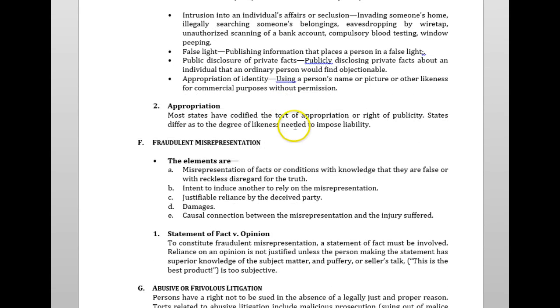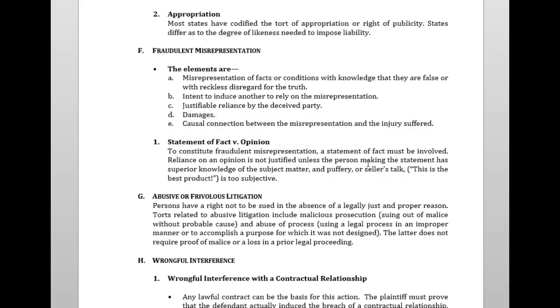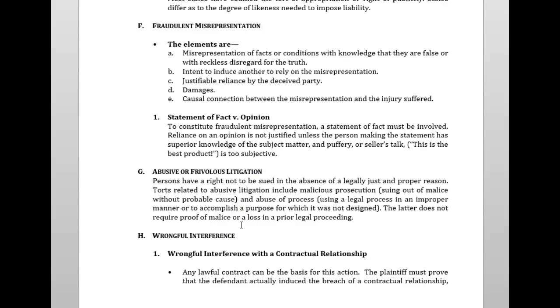You have fraudulent misrepresentation, and that is misrepresentation of facts or conditions with the knowledge that they're false. So making a false statement with disregard for the truth, or the intent to induce another to rely on a misrepresentation. Leading somebody into fraud is what they're looking at here. There have to be damages, and there has to be a connection between the fraud and the damages for that to be valid. So it says, to constitute fraudulent representation, a statement of fact must be involved.